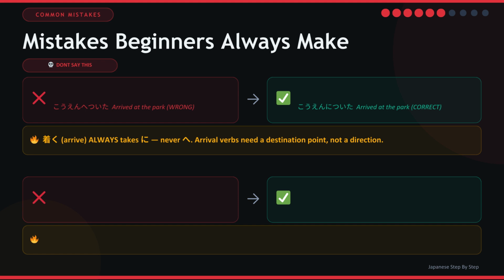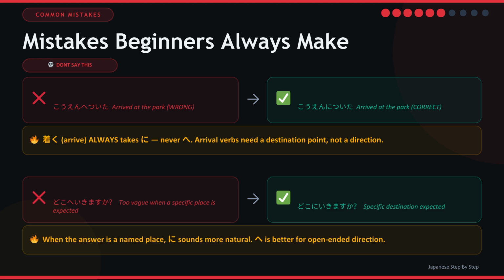Where are you going? Using he? Now, this isn't technically wrong, but it sounds unnatural in casual everyday conversation. And unnatural is almost as bad as wrong when you're trying to connect with real Japanese speakers. Two rules to lock in. 1. Tsuku always takes ni, never he. 2. For casual questions about where someone is going, ni sounds more natural than he. Simple, clean, done.